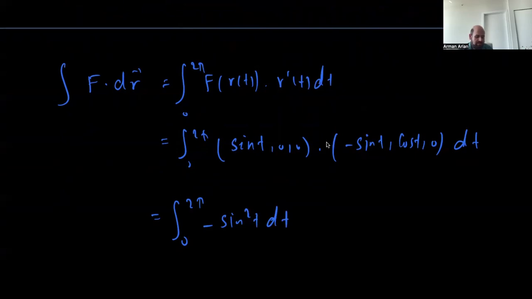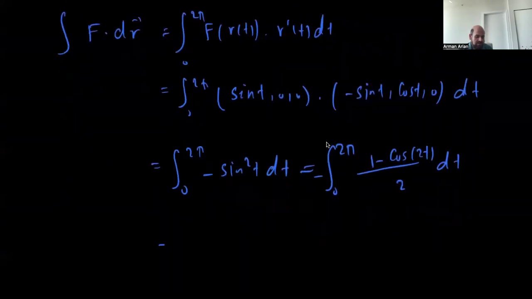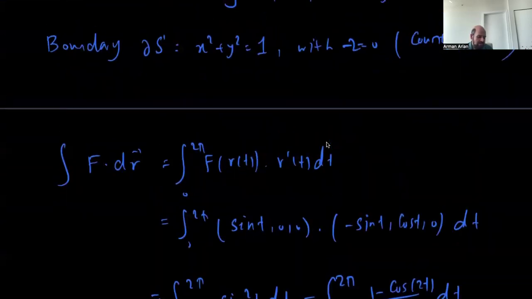Minus sine squared, a very simple and standard integral. We can use a double angle, so minus (1 minus cos 2t) divided by 2 dt. So this is minus pi minus 0. The answer becomes minus pi. So this is, again, the left-hand side.